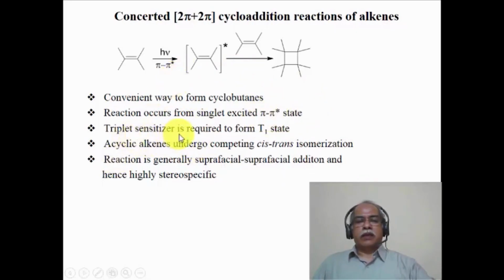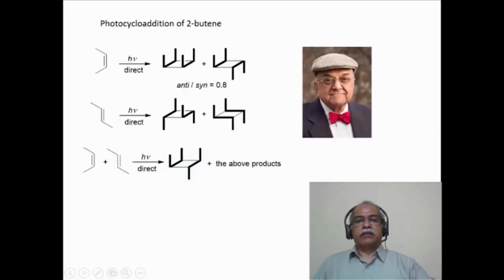Triplet sensitization is required to form the triplet state of the molecule. The reaction can also take place from the triplet state. We will consider this in more detail when we consider the photochemistry component of this reaction. Acyclic alkenes undergo competing cis-trans isomerization. In other words, if this were to be a trans-2-butene, when you photolyze it, it can also give cis-2-butene. We will see that in a few minutes. The reaction is generally suprafacial addition, and it is highly stereospecific in nature because you have a suprafacial kind of addition.